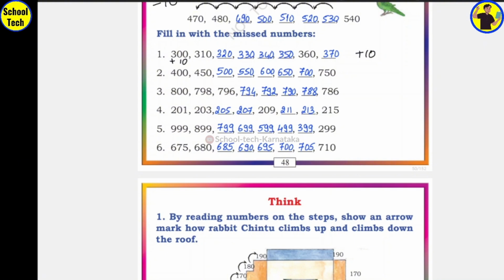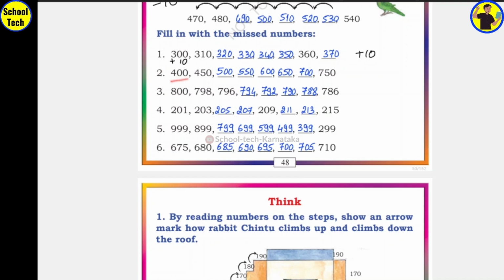So 300 plus 10, 310. 310 plus 10, 320. 320 plus 10, 330. 330 plus 10, 340. 340 plus 10, 350. We have 360 here. 360 plus 10 is 370. So the next one, second one.